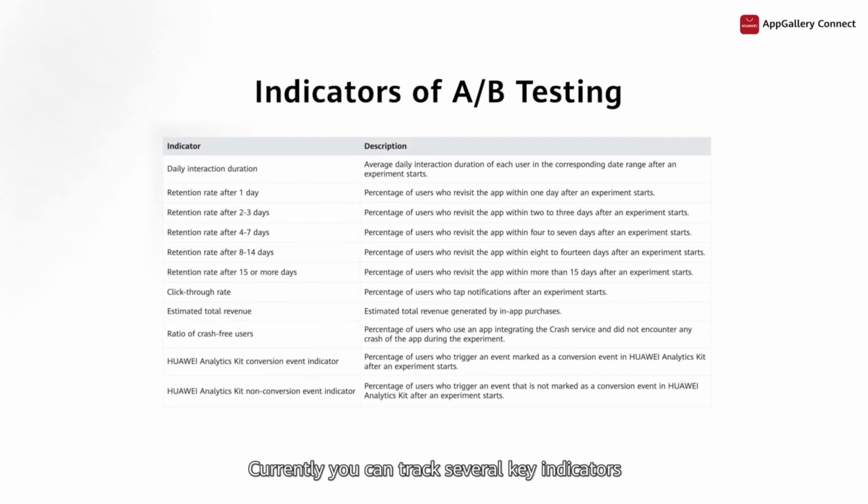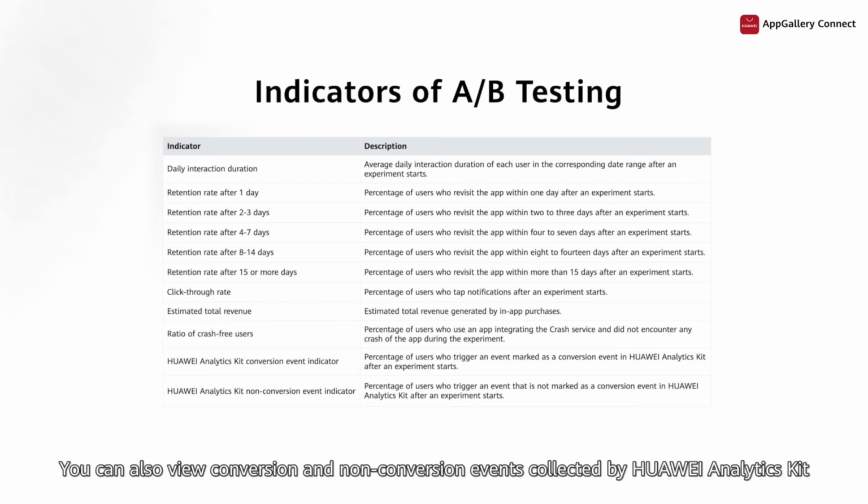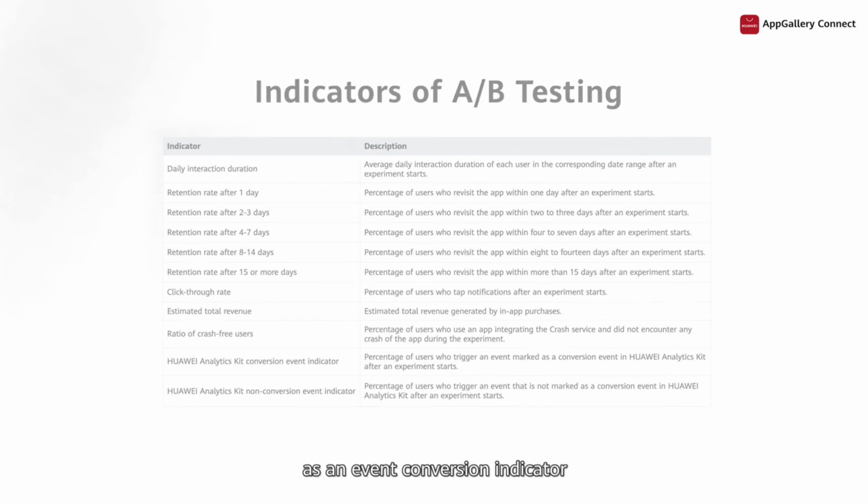Currently, you can track several key indicators, including the average interaction duration, user retention rate, click-through rate, estimated in-app revenue, and proportion of crash-free users. You can also view conversion and non-conversion events collected by HUAWEI Analytics Kit as an event conversion indicator.